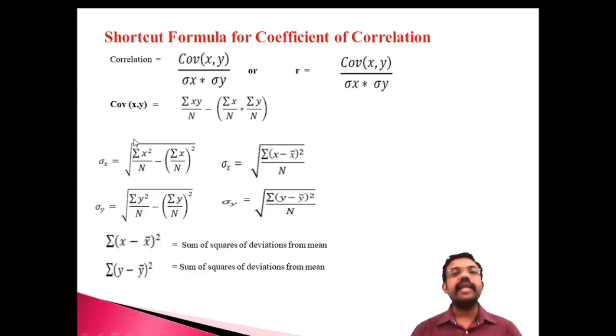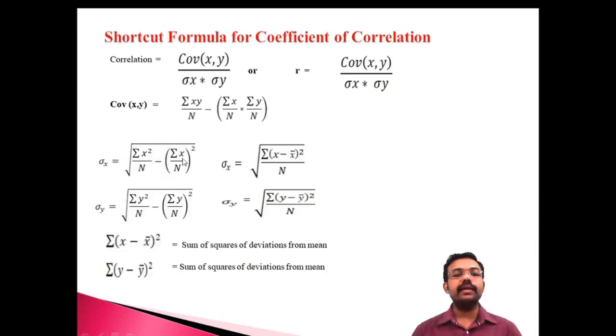That is how we identify the covariance. For the standard deviation, there are two formulas, and you can use either. The standard deviation of x equals the root of sigma x square divided by n minus the square of sigma x by n, all within the root. That's one formula for the standard deviation of x.